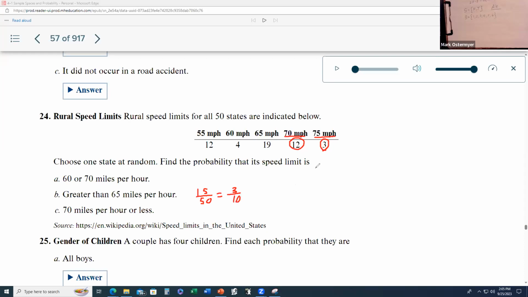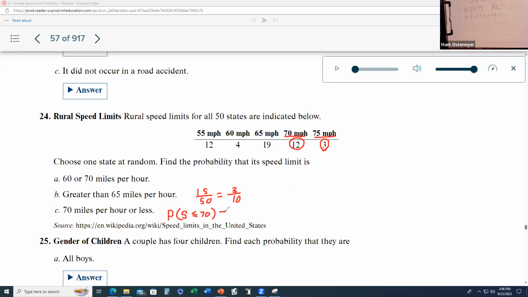What's the probability of randomly selecting one of these states and having that state have a 70 mile per hour or less rural speed limit? In other words, we want the probability that our speed S is going to be less than or equal to 70 miles per hour.